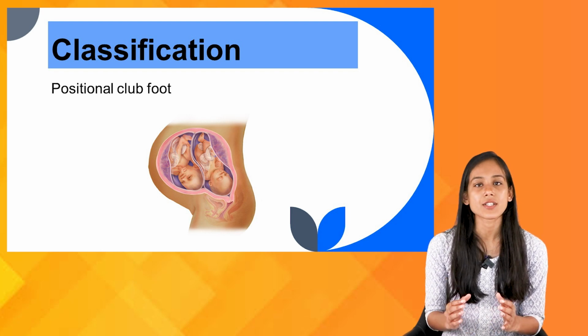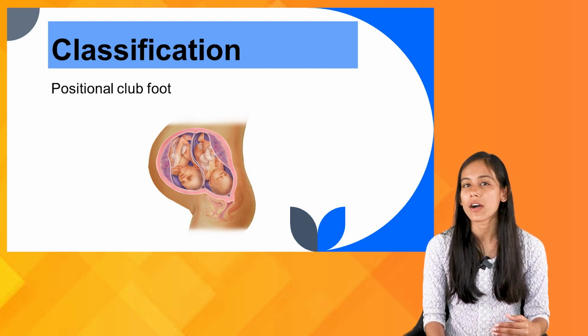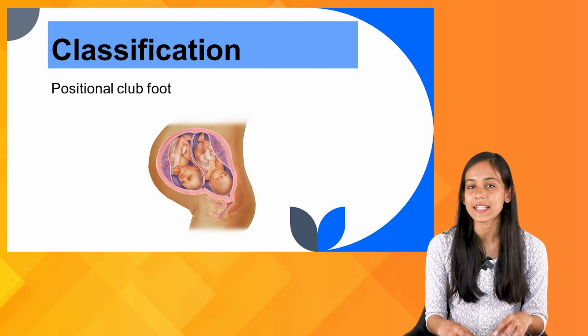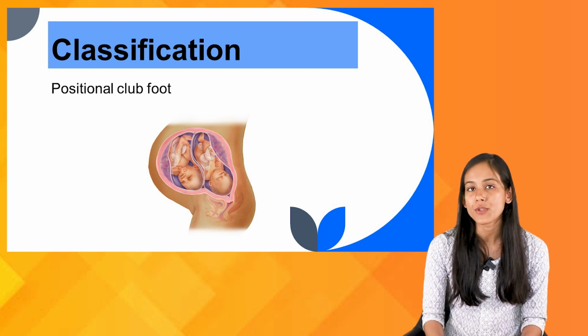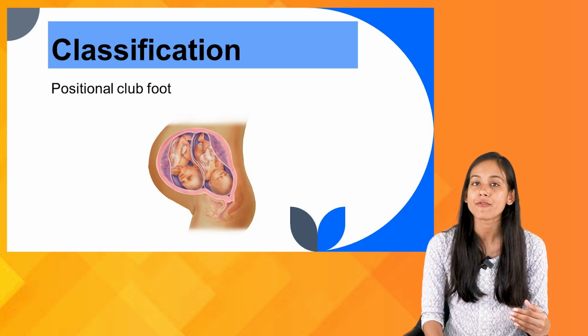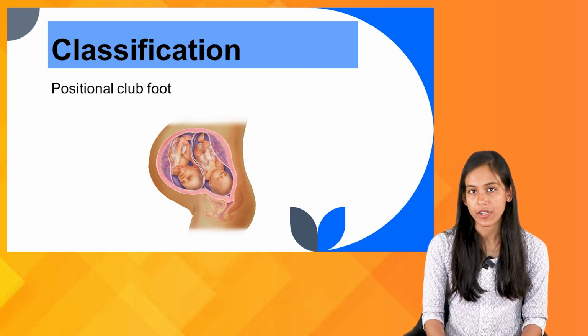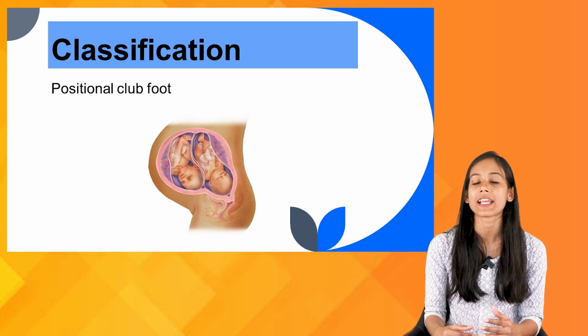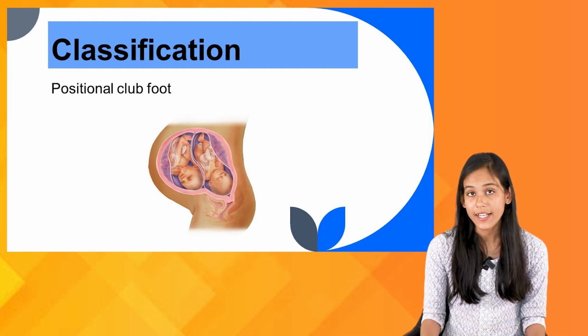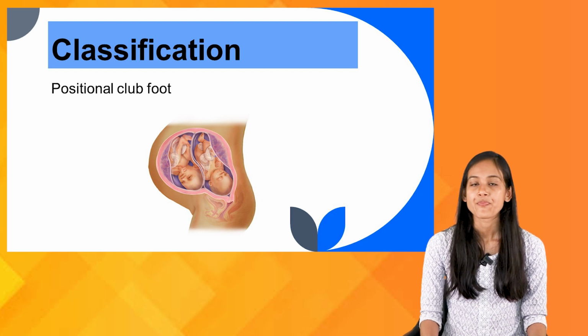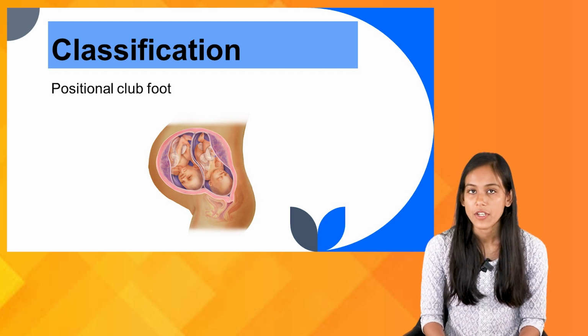So basically, this is not a true clubfoot. We cannot call it a true clubfoot because in this, there will be a normal foot which has been held in a deformed position for a long time. And particularly this type of clubfoot, that is positional clubfoot, can be easily corrected with manipulation. So this is one type of clubfoot.